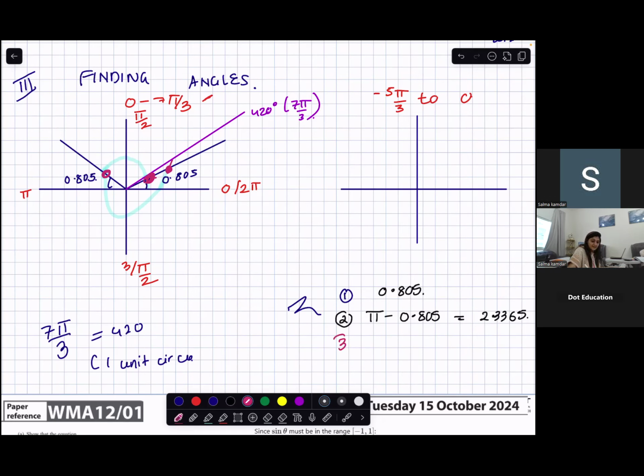So my third hit is what? 2 pi plus 0.805, which is going to make it 7.088. Okay. So I have completed everything between 0 to 7 pi by 3.